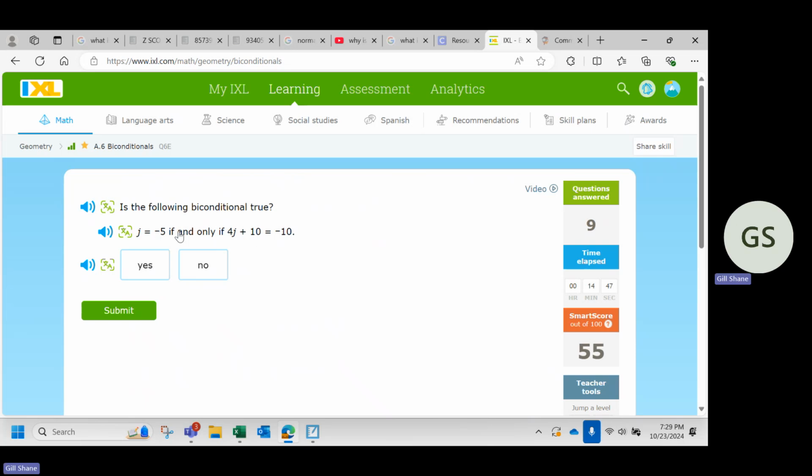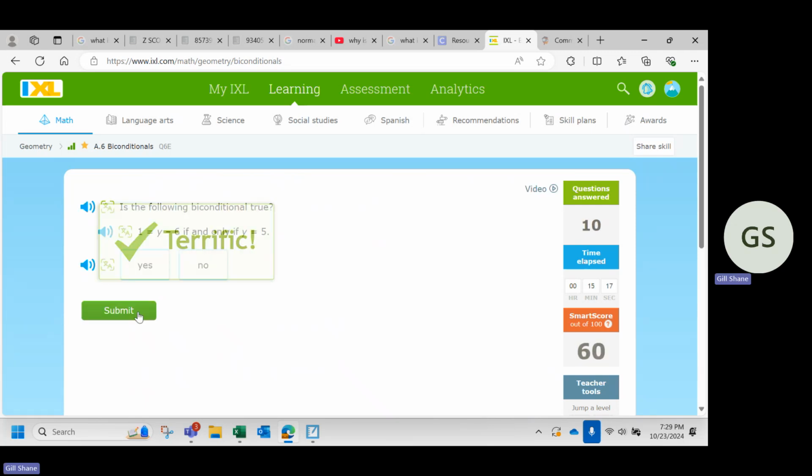So the way we figure out if both of those statements are true is we really just plug this number in. Or you could solve this equation right here and see if the answer is negative 5. Because if the answer is negative 5, then that's going to make both statements true. Let's see. So I'm going to just plug it in. Negative 5 times 4 is negative 20. Negative 20 plus 10 is negative 10. So yes, that would be a biconditional. If j is negative 5, then yes, this is a true statement. If this is a true statement, then yes, j equals negative 5. So the converse is true and the original is true.